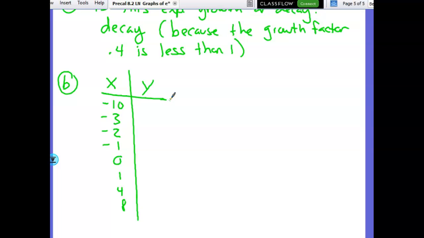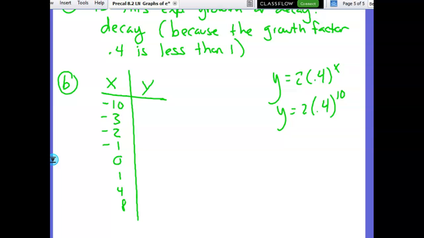All right. So y is equal to, what was it? It was 2 times 0.4 to the x power. So if I want to do the first row here, I'm going to plug in 10, right? And you've got to be careful. You might be tempted to do some mental math here, and do 0.4 times 10 and think it's 4, but that's not right. It's 0.4 to the 10th power. So you want to use your calculators.